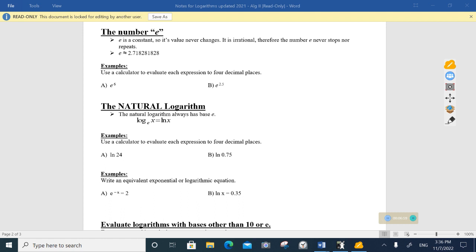Okay, the next base I want to talk to you about is log base E. Before I can talk about log base E, I probably need to explain what E is. E is a constant like pi. Pi is 3.14 and so on. It's an irrational number whose decimal never stops and never repeats. E is the same. So it's a constant, its value never changes, it's irrational, and the decimal never stops or repeats. E is approximately 2.718281828. It looks like it repeats there, but it does not.